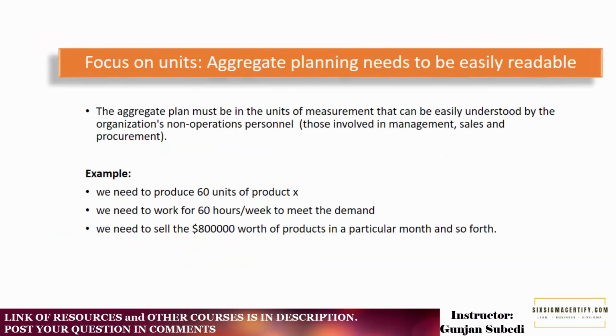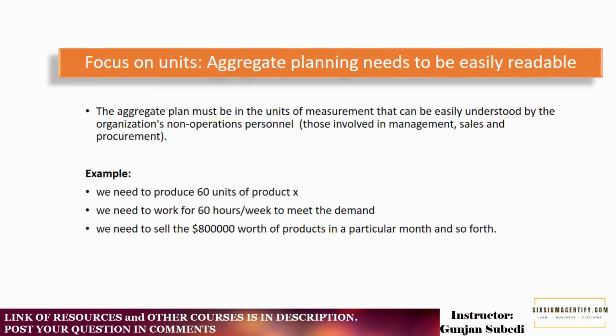One thing of core importance in aggregate planning is that the plan must be in units of measurement that can be easily understood by non-operations personnel too, because this plan is read by people such as those involved in management, sales and procurement. For example, we can communicate with statements such as: we need to produce 60 units of product X, or we need to work 60 hours per week to meet the demand, or we need to sell some worth of products in a particular month, and so forth.